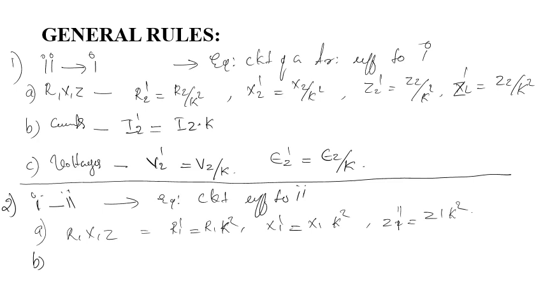Similarly, if we convert the currents, the primary current, that is I1, at the secondary, it will be I1 dash, which will be equal to I1 divided by K, and for voltages, V1 dash will be equal to V1 into K, and E1 dash will be equal to E1 into K. These are the general rules that you have to remember for the problem calculation and for the overall performance. These are the general rules that we have to apply.